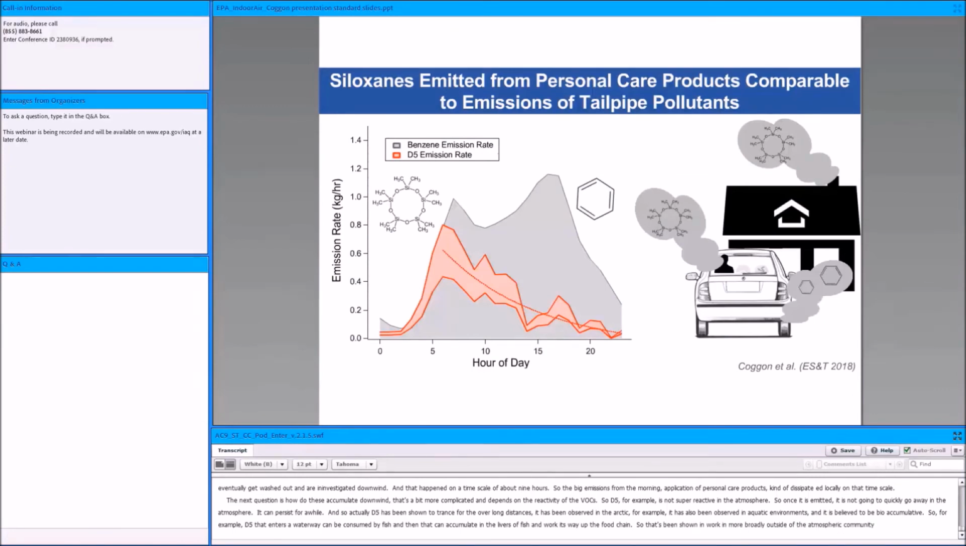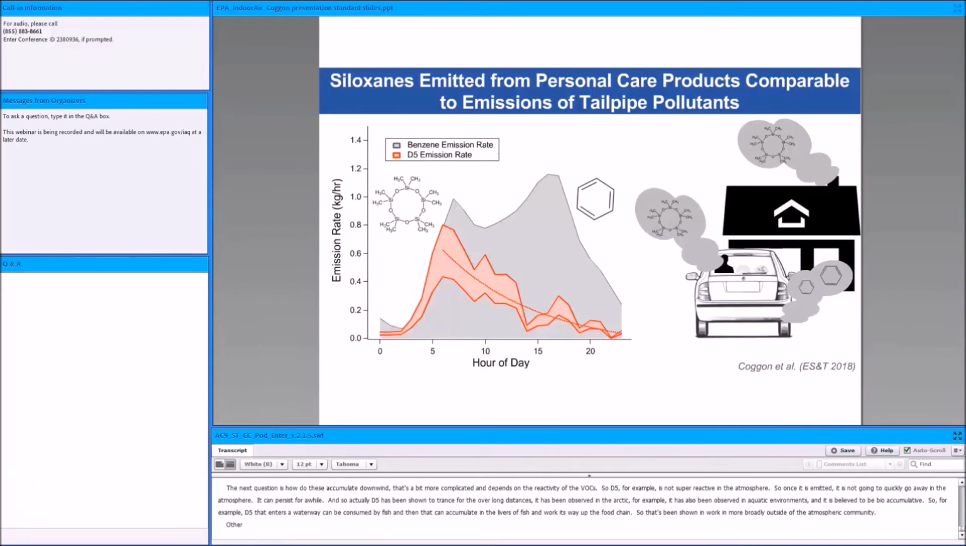Other molecules probably follow a similar emission pattern as D5-siloxane. So locally, these will dissipate on the order of 9 hours. But how these persist in the atmosphere or how these persist in environments more generally really depends on their fate and how quickly they react, whether they're water soluble, and that's something that's more difficult to explain broadly, and kind of depends on a molecule by molecule basis.